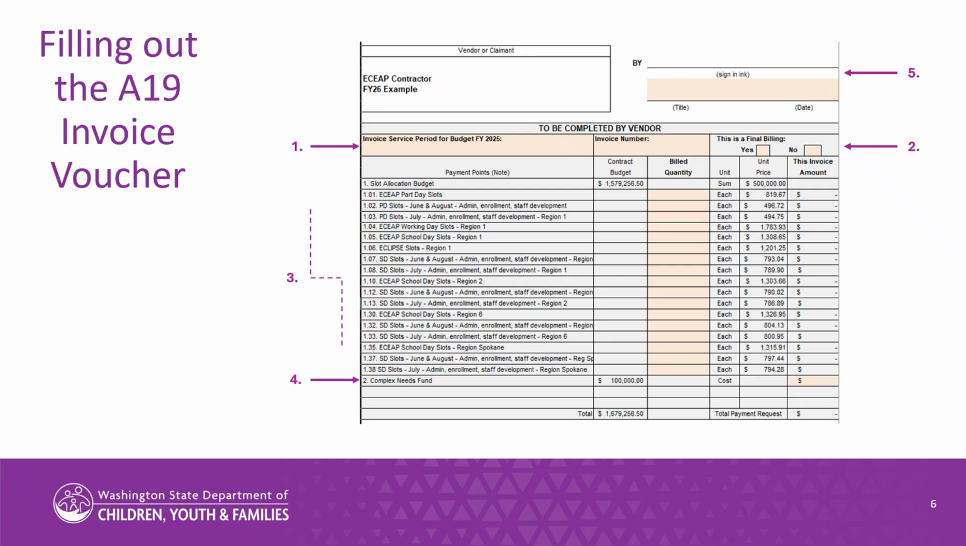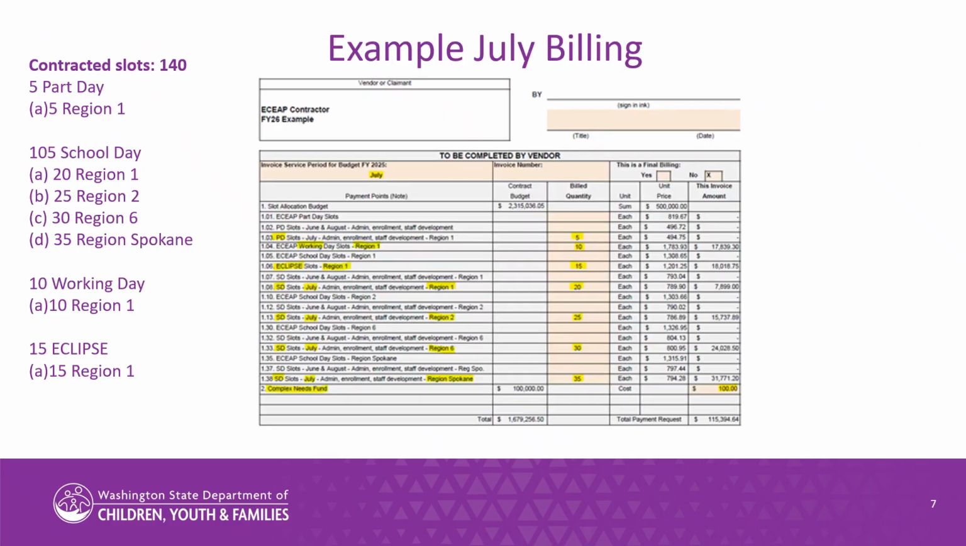The final step is to email the A-19 invoice to dcyf.ecap@dcyf.wa.gov. The July payment will be due on August 15th.